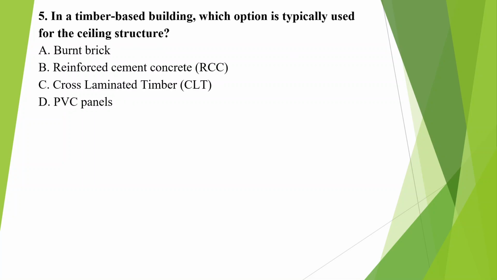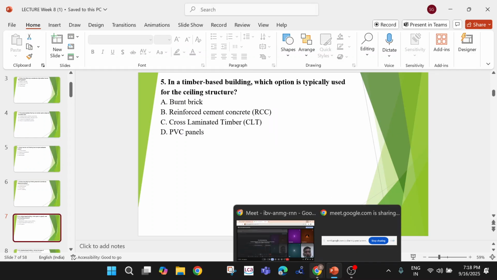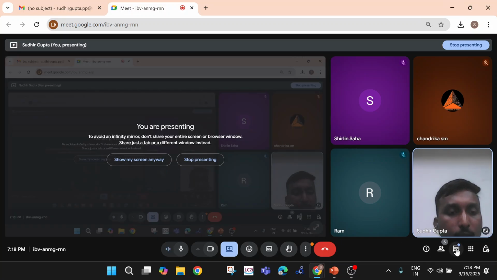Here is the fifth question. In a timber based building, the example of a timber based building was given under the low carbon category. You have to answer which option is typically used for the ceiling structure. I hope you are able to relate to these questions if you have gone through the slides, and you can easily answer them. How many of you can answer it rapidly, and how many have answered it correctly? Let's see.